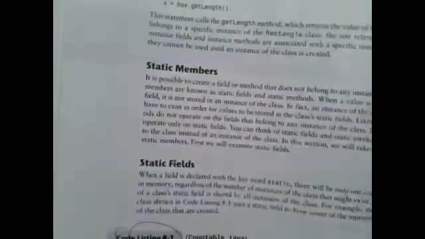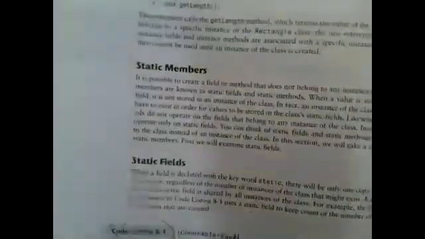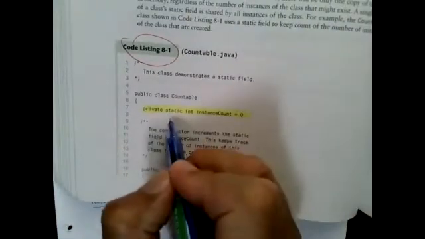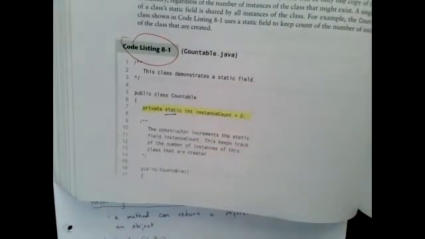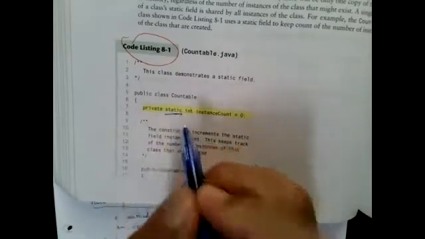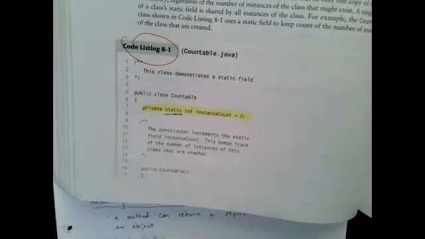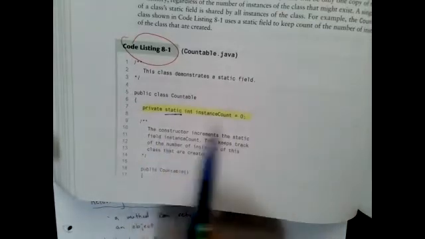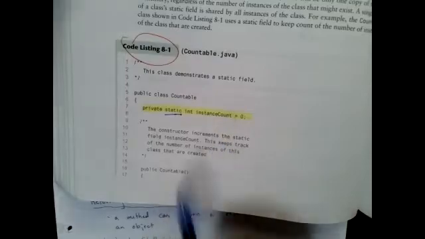And when you did code listing 8.1, you had this static field. How do I know it's a static field? Right there, it has the keyword static in front of it. So this static now gives us a whole different meaning when we start digging into methods and classes and other things. So I have this static variable instantCount.